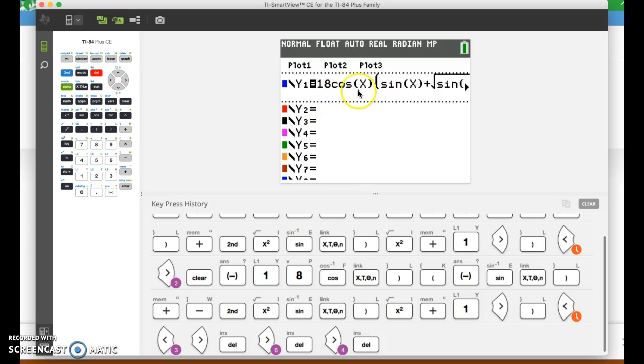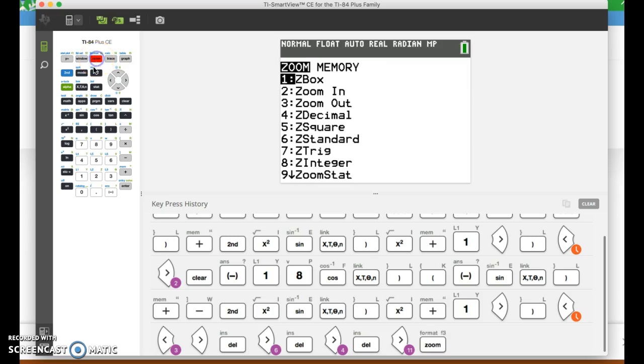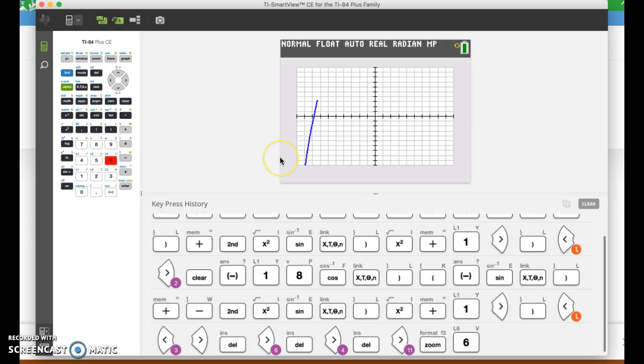So your problem that you eventually need typed in is just going to say 18 cosine x parentheses sine x plus the square root of sine squared x plus 1. And you can see I have that whole equation in here. Just real quick to look at it, basically you would hit zoom 6, that's your standard window. And this is what you see. And in the window that we're looking at, obviously you can't see anything that really means anything to you.